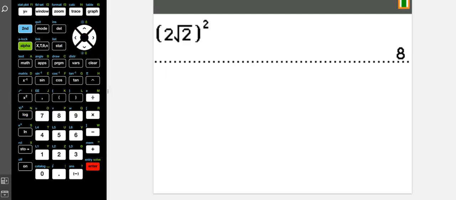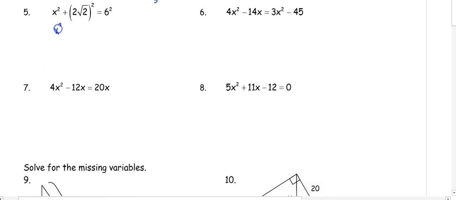So 2 root 2 squared is 8. So we would have x squared plus 8 equals 36. We can subtract 8 from both sides, so we get x squared equals 28. Take the square root of both sides. Now, because it's not a geometry problem, it's just an algebra problem, we need to have the plus or the minus sign with our square root. 28 breaks down to 4 and 7. 4 breaks down to 2 and 2. So x would equal plus or minus 2 root 7.